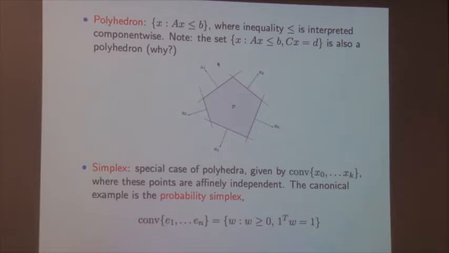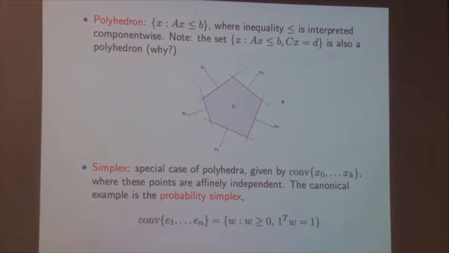Pictorially, that looks like this, right? Each row of A defines a half space. This is the intersection of all those half spaces. This has to be true for every row. So if I intersect half spaces defined by the normals of all these vectors, I get some polyhedron P there.